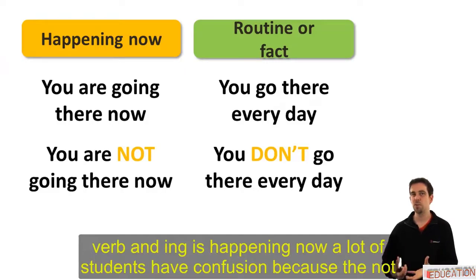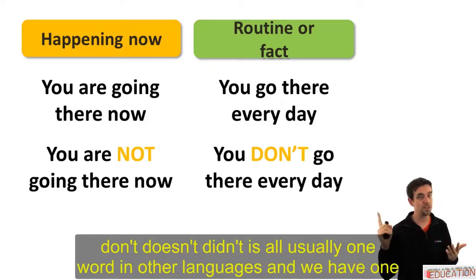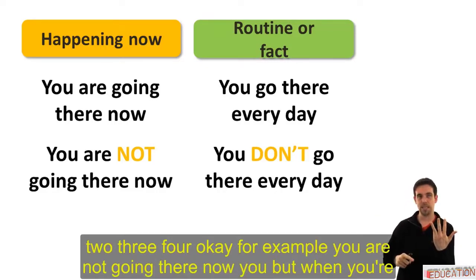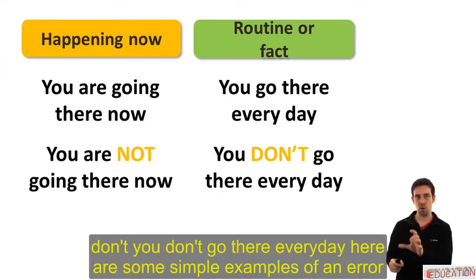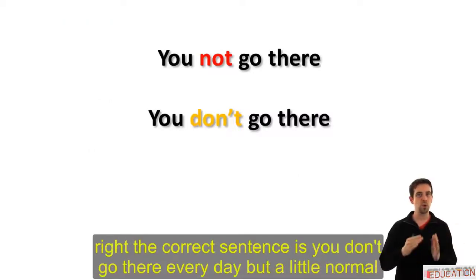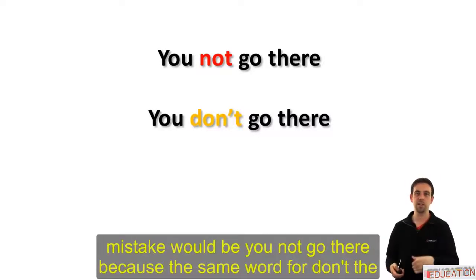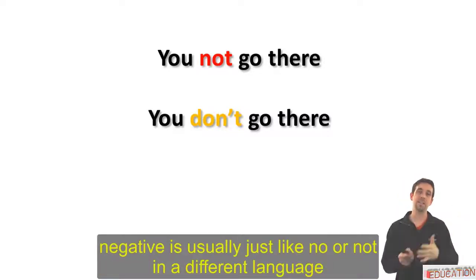A lot of students have confusion because the not, don't, doesn't, didn't is all usually one word in other languages, and we have 1, 2, 3, 4. Okay? For example, you are not going there now. But when you're talking about routine or fact, this is when we use don't. You don't go there every day. Here are just some simple examples of an error, right? The correct sentence is you don't go there every day. But a normal little mistake would be you not go there, because the same word for don't, the negative, is usually just like no or not in a different language.